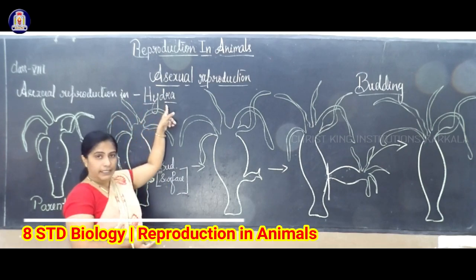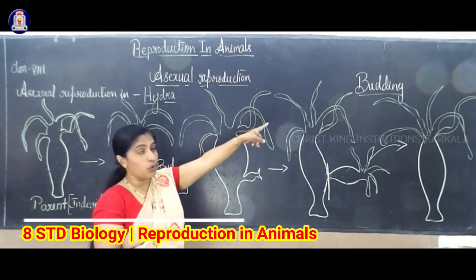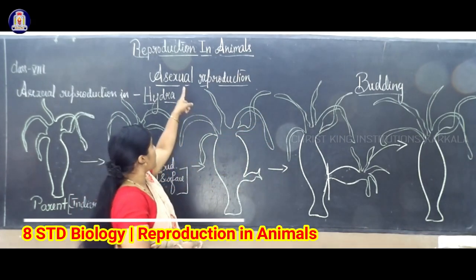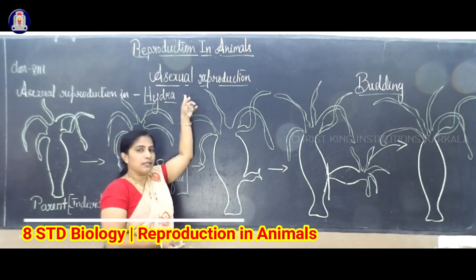The organism is nothing but hydra. Which process does it belong to? Budding. Which reproduction does it come under? It is asexual reproduction.